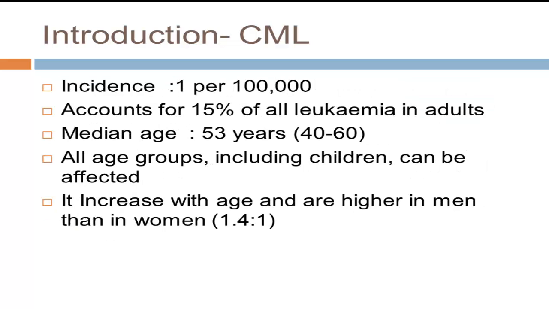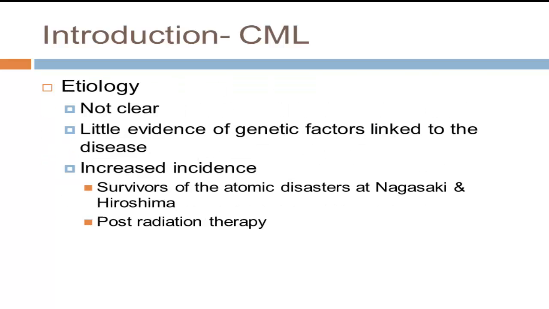About epidemiology, incidence is 1 per 100,000 people. Accounts for 15% of all leukemias in adults. Median age is 53 years old, varying from 40 to 60 years of age. All age groups, including children, can be affected. It increases with age and is higher in men than women.